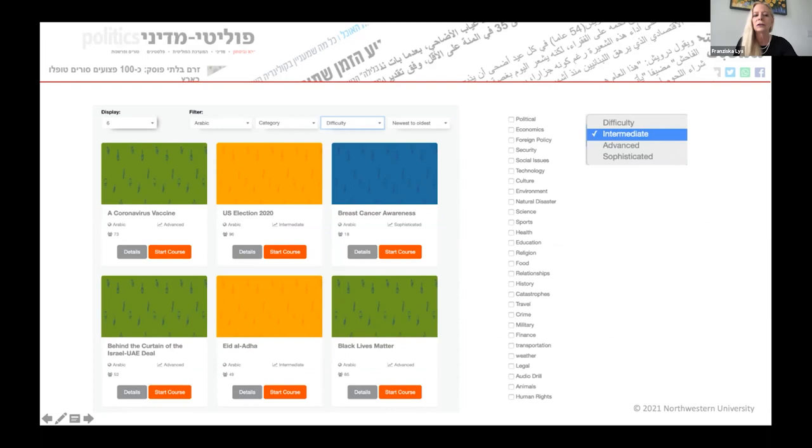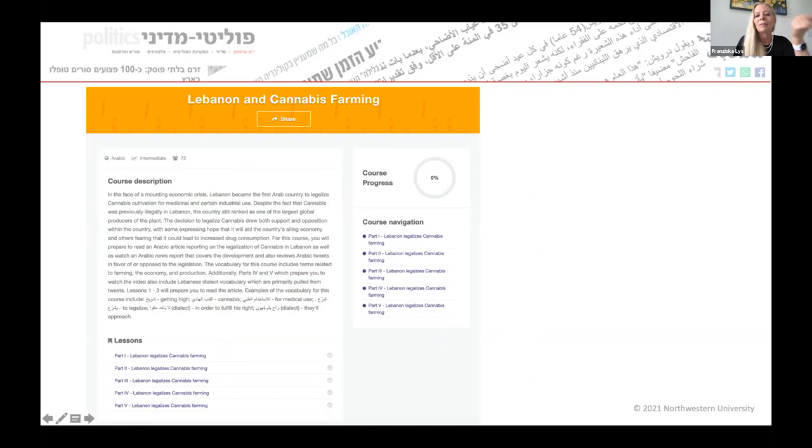And you can see in this particular example, it gives you a flavor of the topics that are covered. They're not topics that you usually would see in a textbook, but they are very relevant and very interesting to our students. Once you have your lesson chosen, here's, for example, one on Lebanon and cannabis farming. It gives you an overview of the goals, what is being taught in the lesson, and it also gives you the subparts of the lesson. So if you would choose lesson number one, this is what you would see.